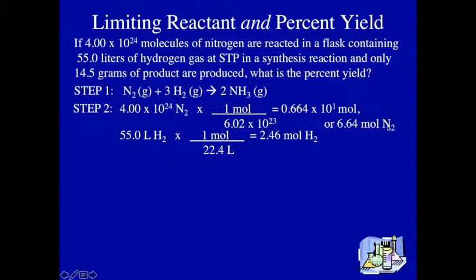For hydrogen, 55.0 liters of hydrogen times 1 mole over 22.4 liters. Again, pay attention to your units. I need to pay attention to my units a little bit more also. That gives me 2.46 moles of hydrogen gas.